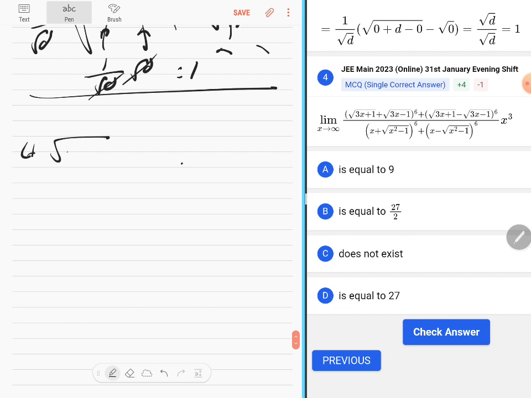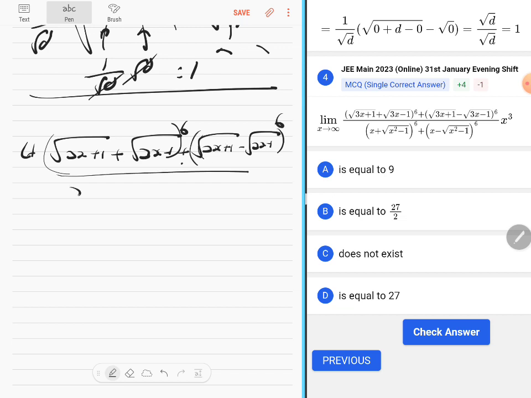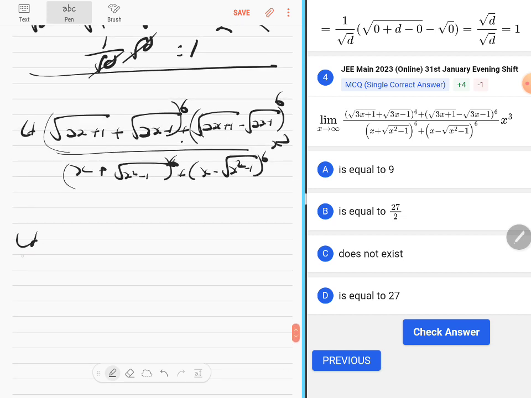Limit of root of 3x plus 1 plus root of 3x minus 1 the whole to the power 6 plus root of 3x plus 1 minus root of 3x minus 1 the whole to the power 6, by an x plus root of x square minus 1 whole to the power 6 plus x minus root of x square minus 1 whole to the power 6, into x cube. Okay, so let's do this. Limit of, can we do one thing?